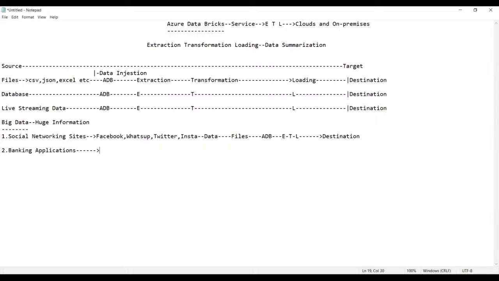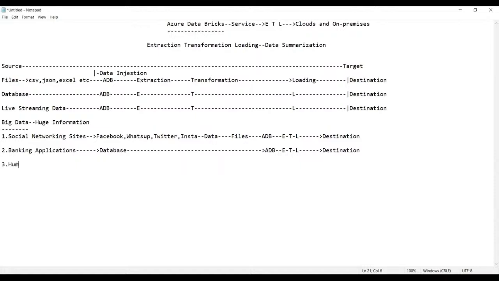Whenever you have banking applications, the data will be stored in the form of databases only, guys. From the databases, we pull in the data, again the same process. Using the ADB, Azure Databricks, we perform the job of extraction, transformation, and loading. And finally, once we load it, ultimately it will be sent towards the destination.